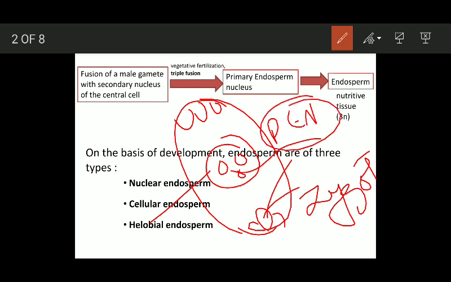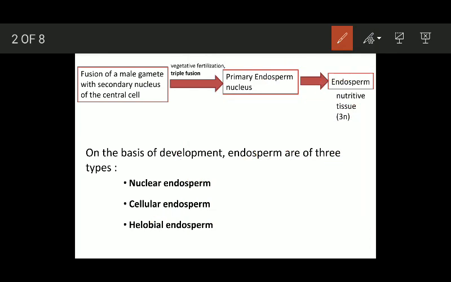So PEN forms as a consequence of triple fusion or vegetative fertilization, and this PEN gives rise to endosperm, which is a nutritive tissue having 3 sets of chromosomes. That means each and every cell of the endosperm is triploid. Now, on the basis of development, there are 3 types of endosperms found in angiosperms. The first one is nuclear, second one is cellular, and the third one is Helobial.